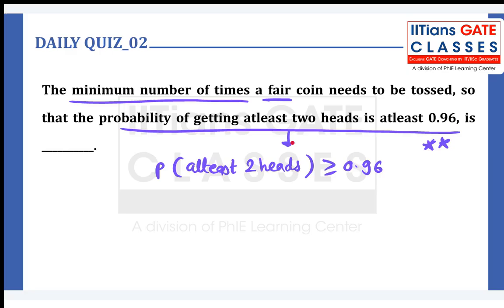So getting at least two heads in, let's say, n tosses, because they have not put any limitation that you are tossing the coin 2 times or 3 times, and this n needs to be found. Okay, so this is the objective of this question. You need to find at least how many tosses you have to do, so that the probability of getting at least two heads is at least 0.96. Okay, complicated English, but the essence is very simple.